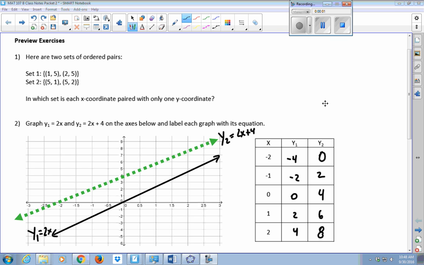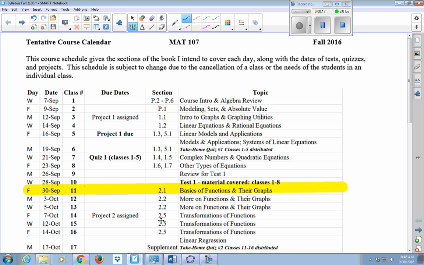These preview activities, at first glance, seem fairly straightforward to answer, which is great. There's a lot going on in terms of previewing what's about to come up both today and the rest of the semester. I just want to point out that where we are today, class 11, the topic of today is basic functions and their graphs.